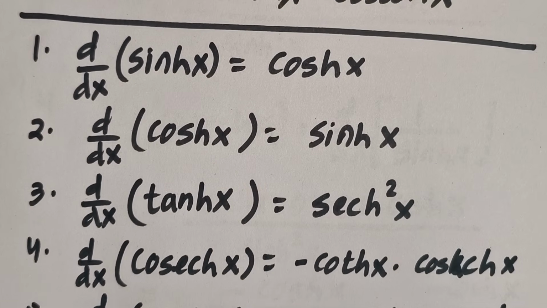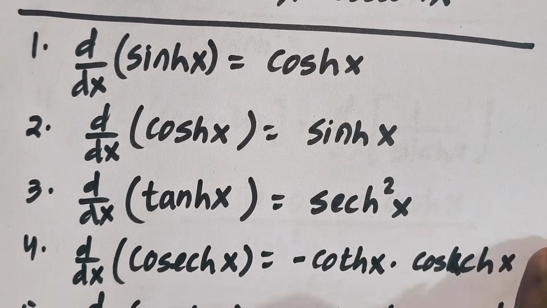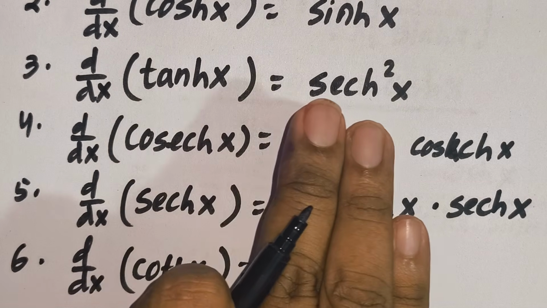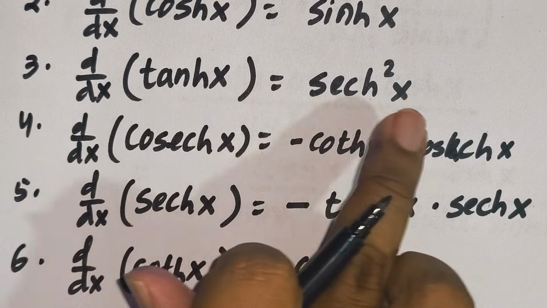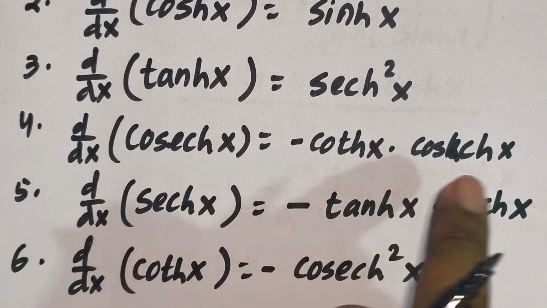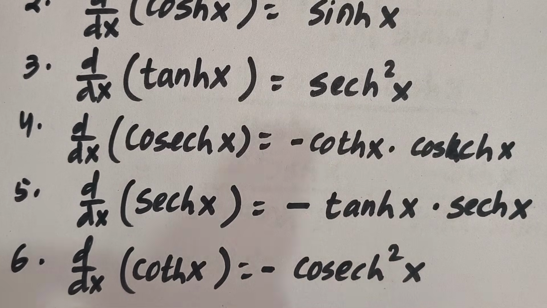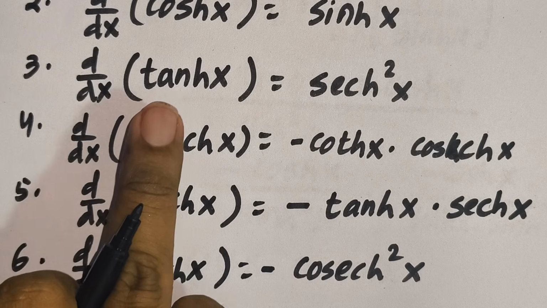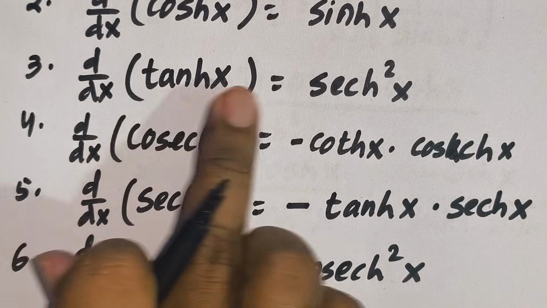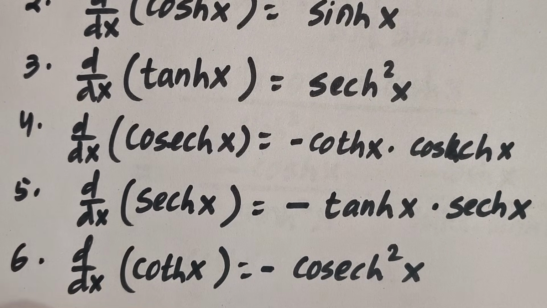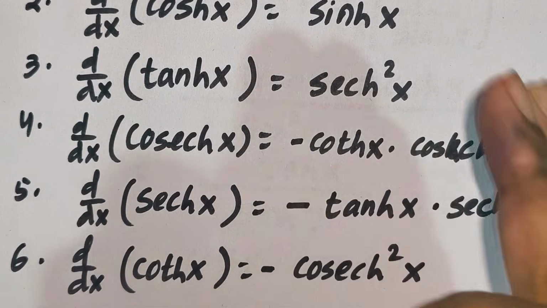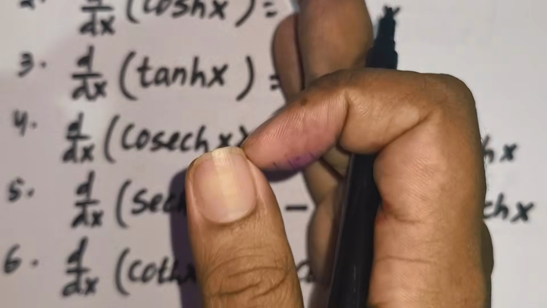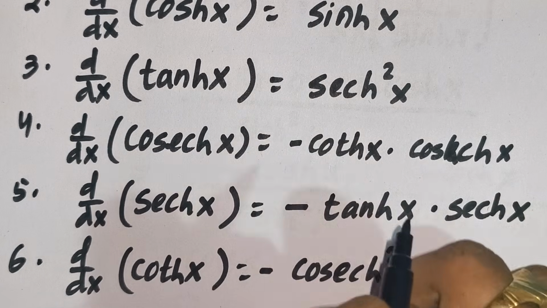The first three derivatives are positive, the last three derivatives are negative, and you can see that the terms of hyperbolic functions are the same as corresponding to trigonometry. In trigonometry we have the derivative of, suppose say, tan x, that is sec square x. All these terms are corresponding, analogously the same, but the signs are positive and negative. For the first three it is positive and for the last three it is negative.